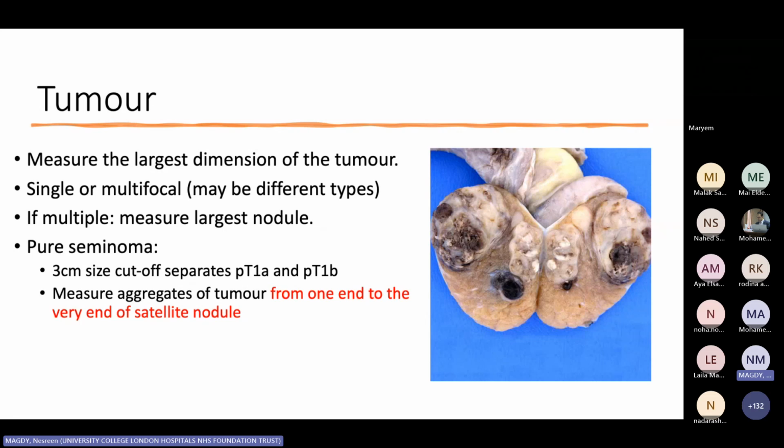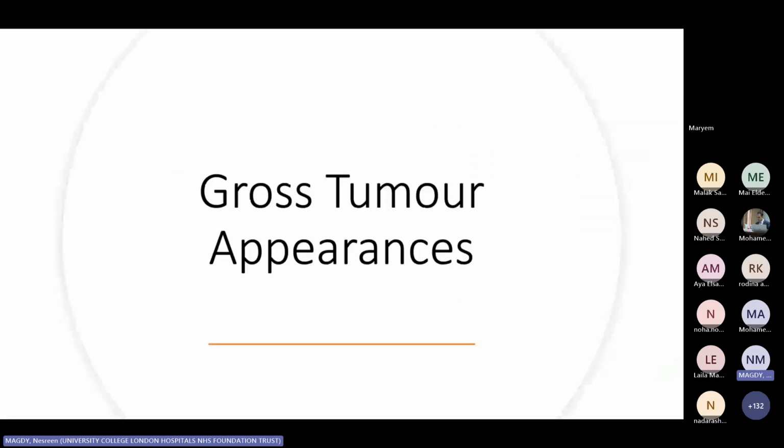And if we have multiple tumors in the setting of seminoma, this is measured as aggregates of tumor from one end of the tumor to the very other end of the satellite nodule. Because if you think about the testis in this situation as showing a field effect with the background in situ and multiple invasive foci, it makes more sense to measure the whole thing rather than just measuring the largest tumor focus.